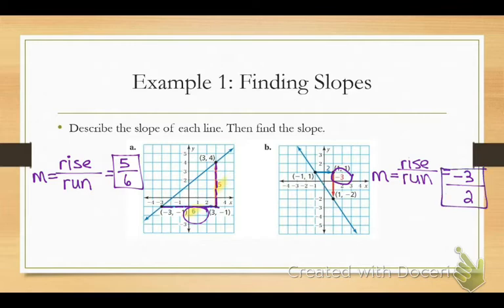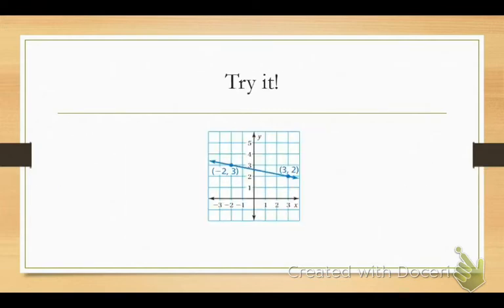Leave it a fraction. Do not make it a mixed number. I need to be able to read this rise over run. Okay, I want you to practice one now. There's a little try it example. I want you to tell me the slope. Again, for a third time, I want you to write M equals rise over run, and then give me the fraction.